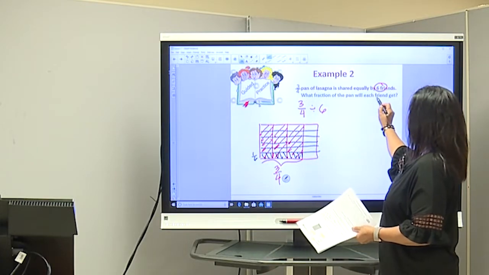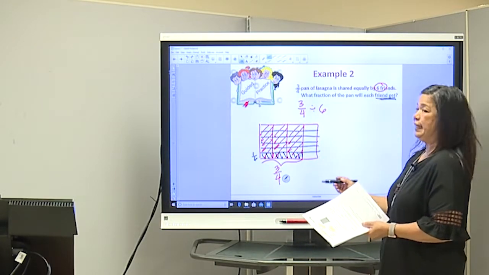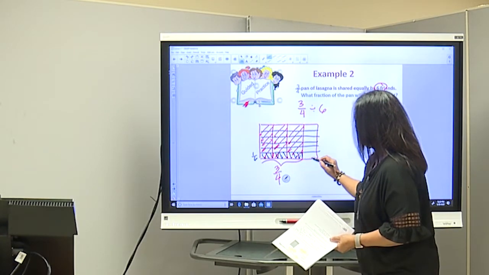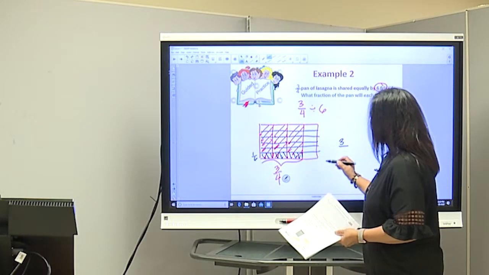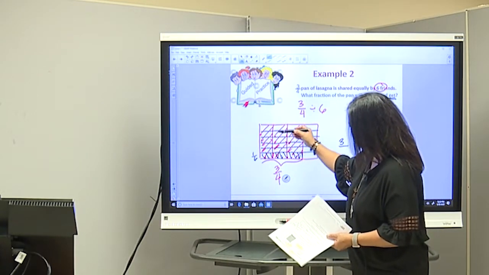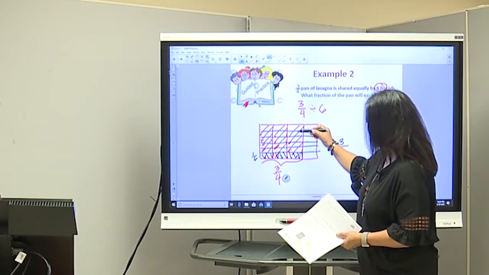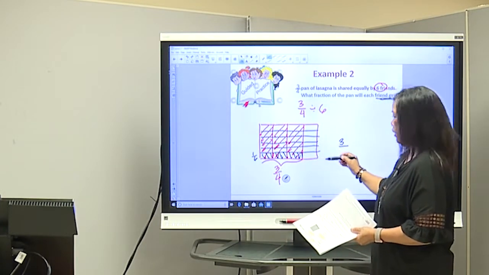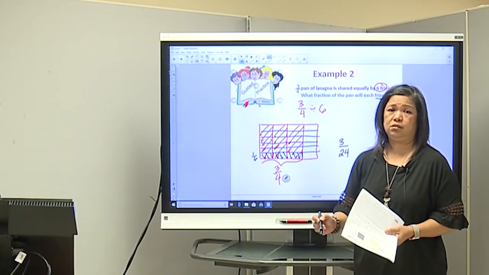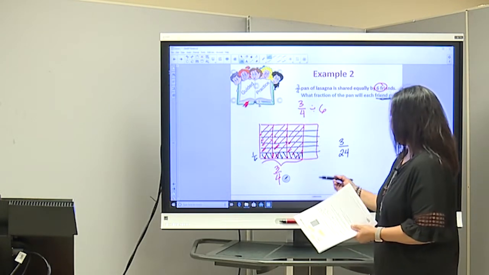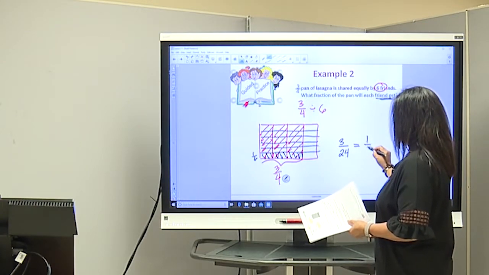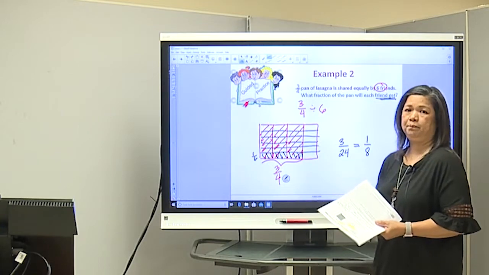So the question is, how much will each friend get? I'm looking at this, I see 1, 2, 3 out of how many? So this is 6, 12, 18. The whole thing is 24. 3/24. So what does that mean? We can simplify 3/24 as 1/8.